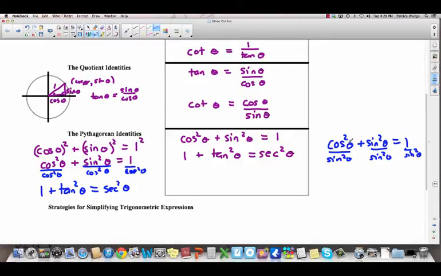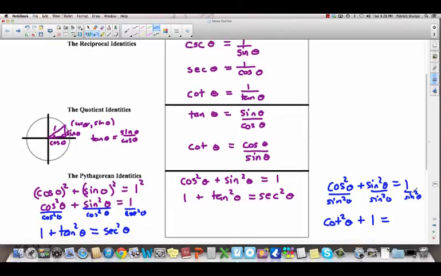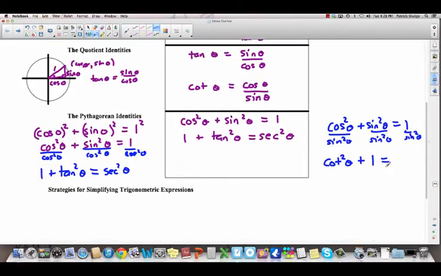Okay, cosine squared theta divided by sine squared theta. Well, we know that cosine divided by sine equals cotan. So cos squared divided by sine squared must equal cotan squared theta. Plus sine squared theta divided by sine squared theta equals 1, so that's 1 divided by sine squared theta. Again, we know 1 divided by sine theta equals cosecant theta, so 1 divided by sine squared theta equals cosecant squared theta. And this is the final one that we have to worry about.